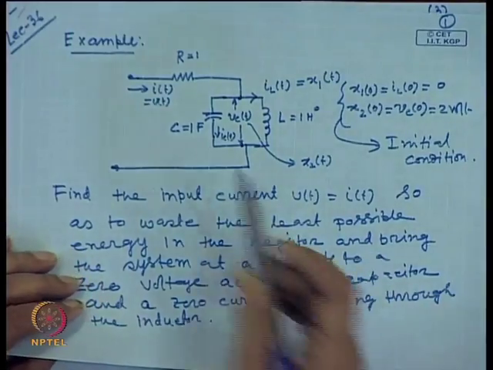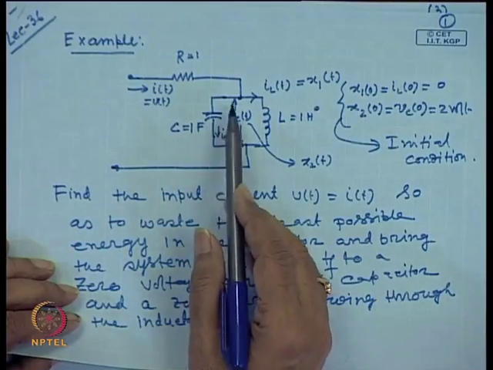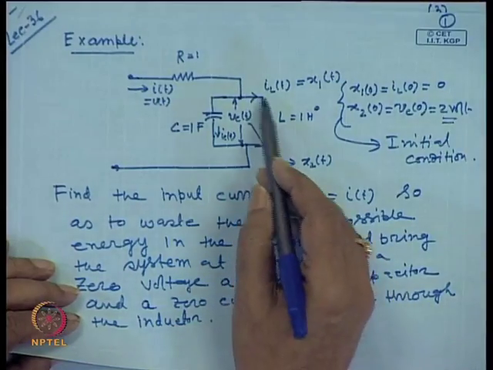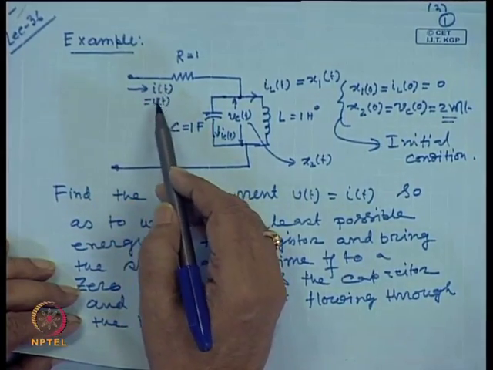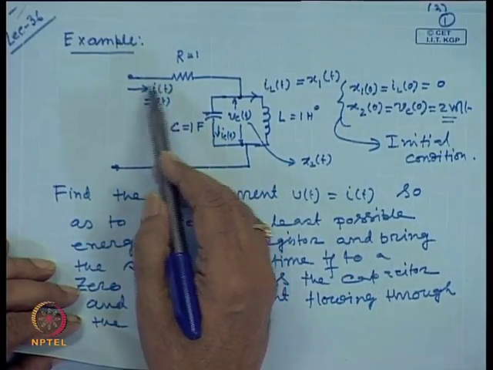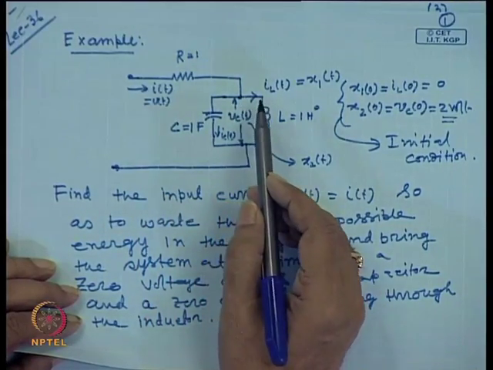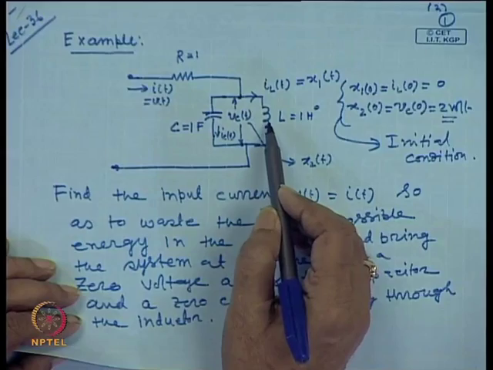So last class we took a numerical example to illustrate the solution of an optimal control problem using the calculus of variations. This is a simple circuit. Our initial condition of the circuit is given this way: voltage across the capacitor is 2 volt and current flowing through the inductor is 0 ampere. I have to find the control law u of t, meaning the current flowing into the main circuit, in such a way that at time t equal to t f, the voltage across the capacitor will be 0 and the current flowing through the inductor will be 0.